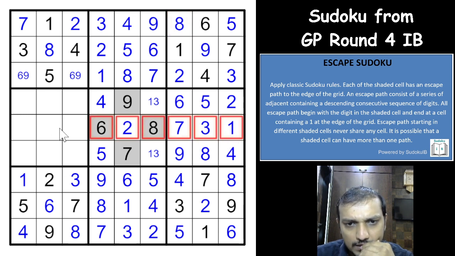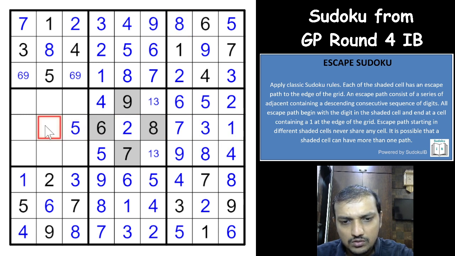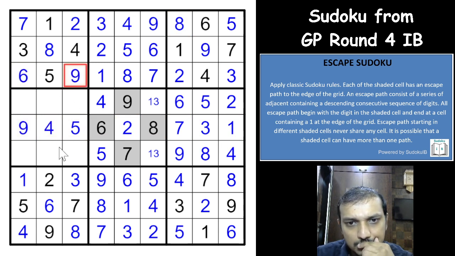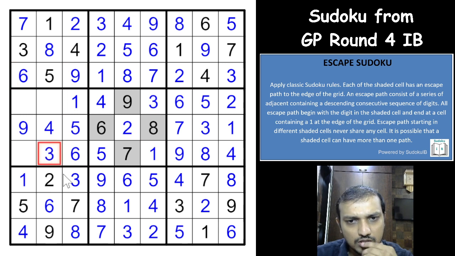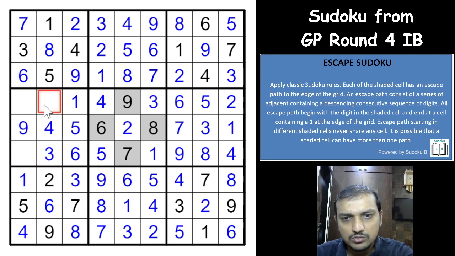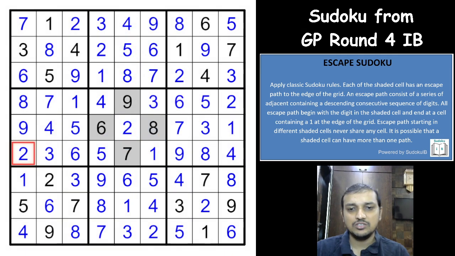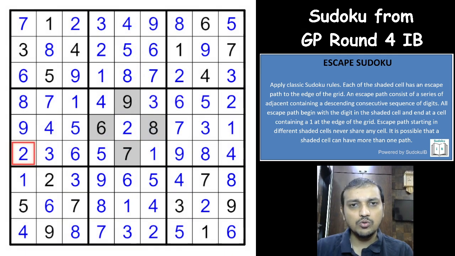4, 5 and 9. So this is 5, 4 and 9 here. That gives you a 6 and a 9 here. That gives you a 6 here. 1, 3 and 1. That gives you a 3 here. 2, 7 and 8. So this is 7, 8 and a 2. Congratulations. Wow. That was a really good Sudoku actually.